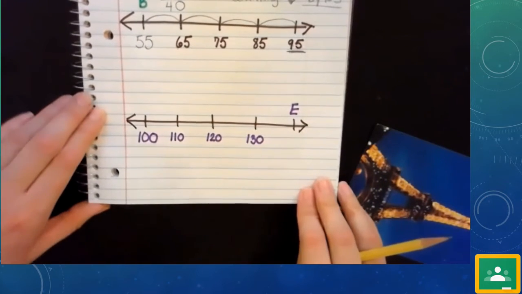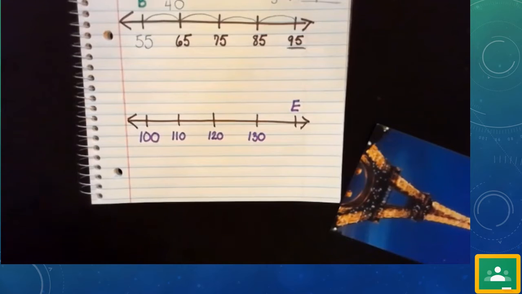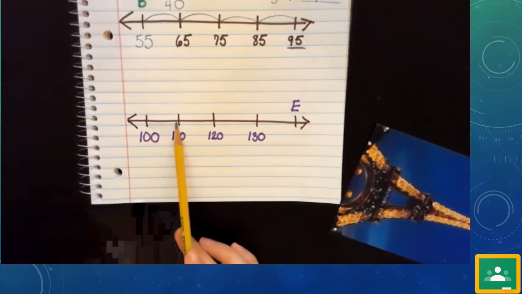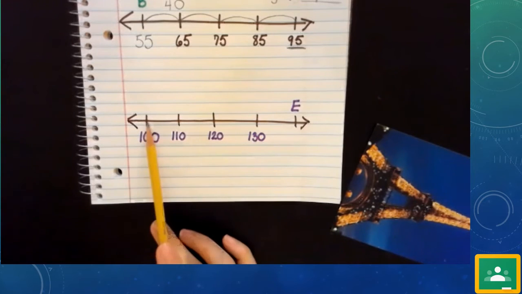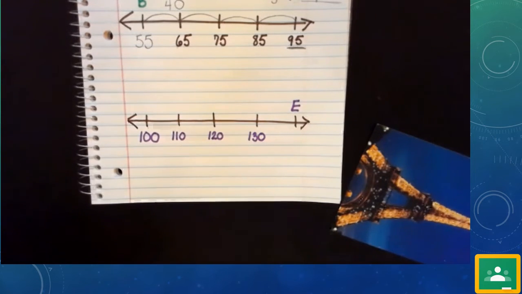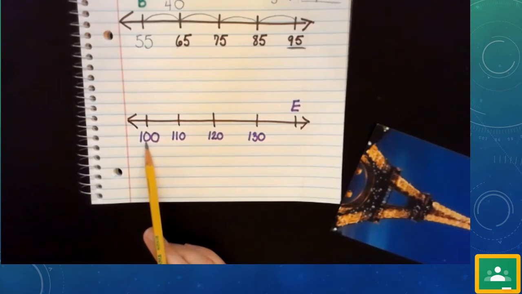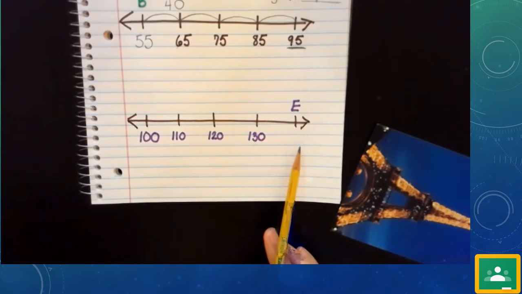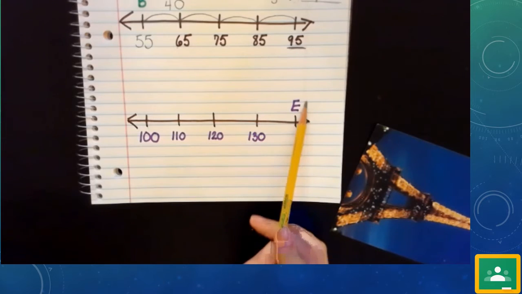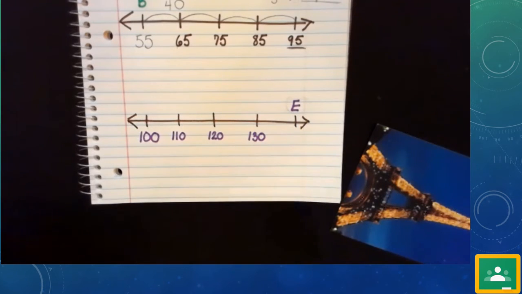So what do you notice? What information is given? What information is missing? We have 4 units listed on this number line. We have 5 hash marks indicating the 5 different numbers on this number line. We know the starting point. We can see a pattern, but we don't know the end point. It's being labeled with the letter E.